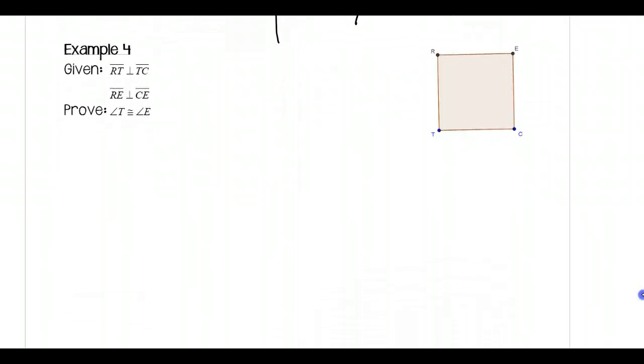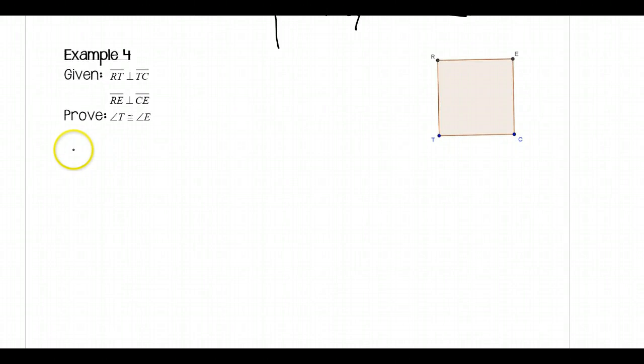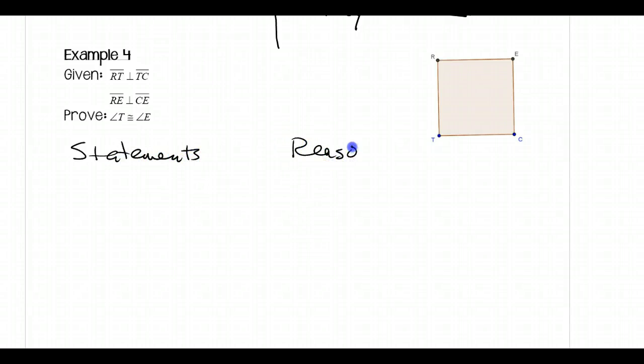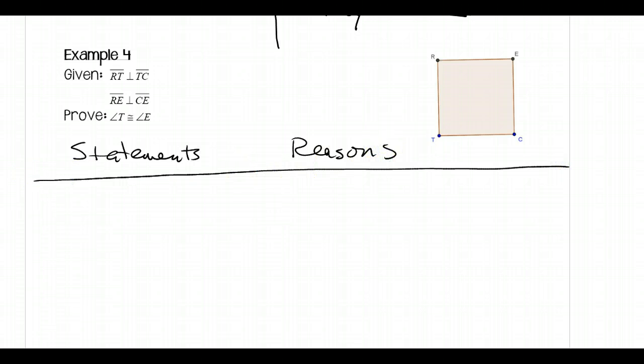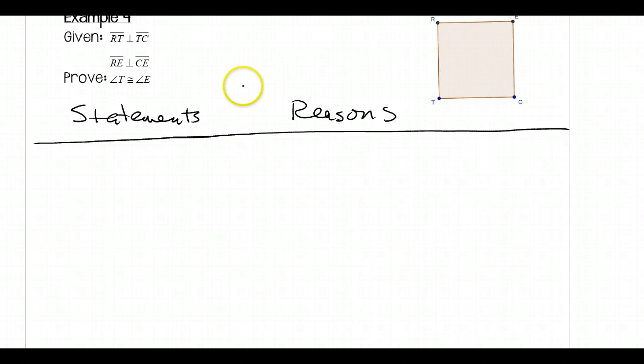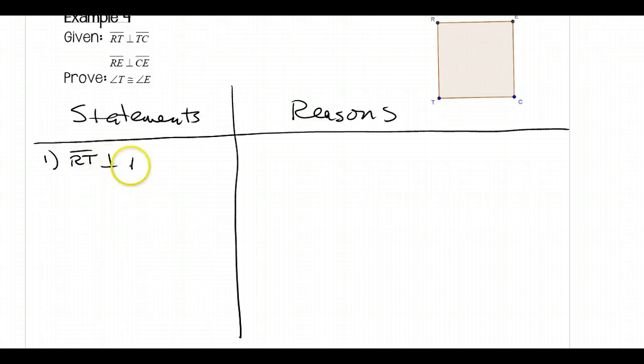Alright, example 4, moving on. Again, we're going to do a two-column proof. So we have statements, we have reasons. If you want to give this a shot on your own, feel free to pause the video. Always a good idea to see what you can do on your own. So I'm going to go ahead and put my given information here. RT is perpendicular to TC. RT and TC. So I'm going to mark that.